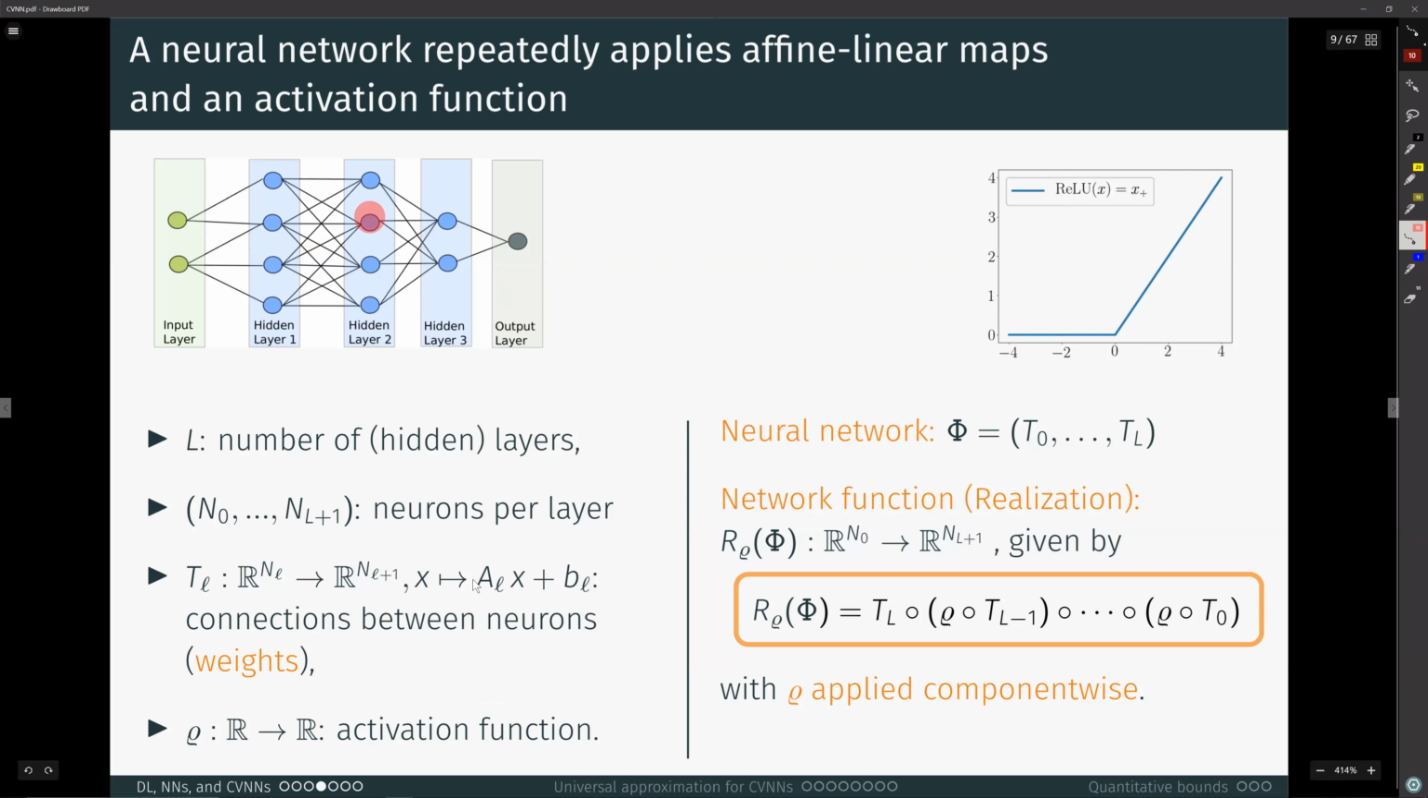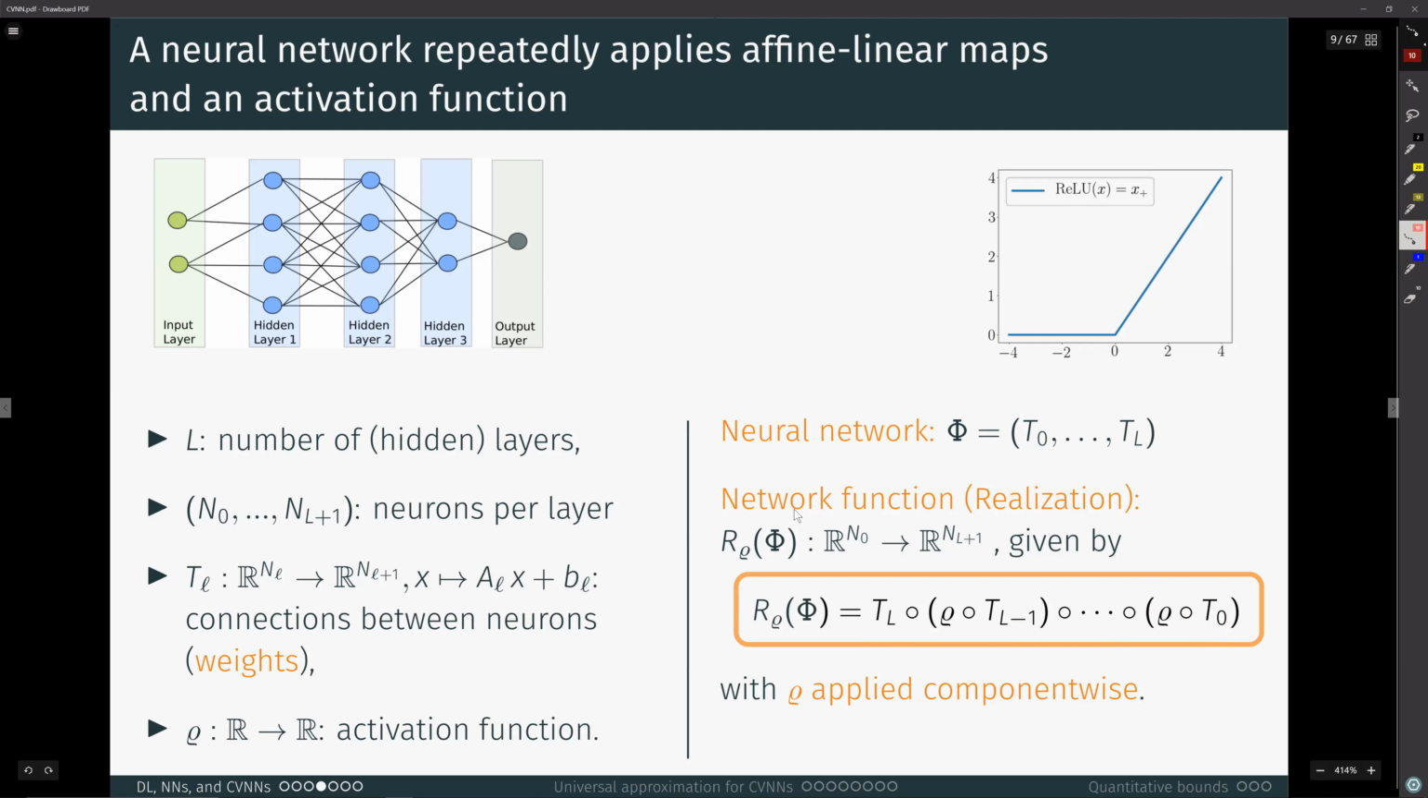And the numbers in these matrices and vectors, which tell you how to go from one layer to the next in this affine linear map, are called the weights of the network. So then the whole network is just, again, you apply the affine linear map, activation function, and so on. Just in the very last layer, by convention, you do not apply the activation function.